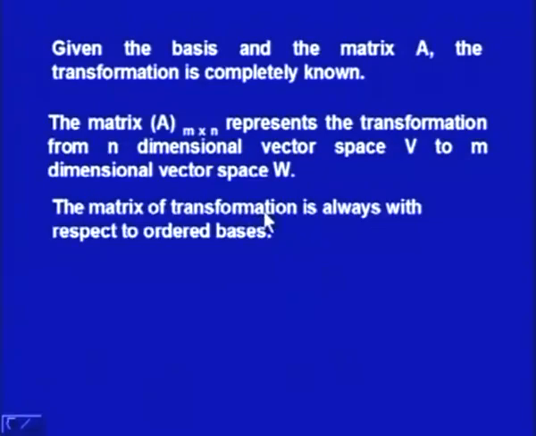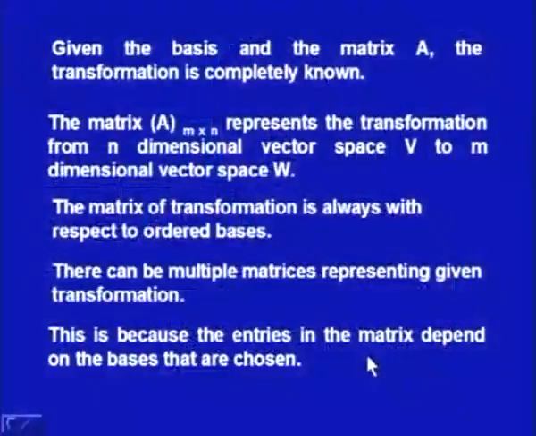The matrix of transformation is always with respect to an ordered basis. This is the point which you have to remember. As you change the basis, the matrix of transformation will be different. And that is why there can be multiple matrices representing the given transformation depending upon the basis you consider. This is because the entries in the matrix depend on the basis being chosen. So for different bases we may have different representations for the matrix A. The transformation remains the same.